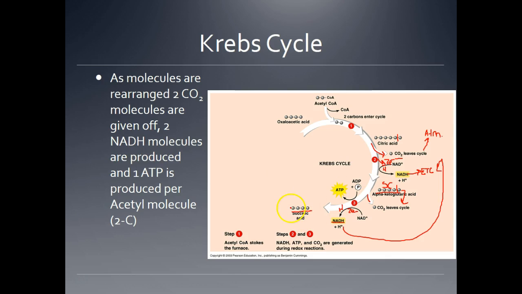Okay, so all we've done so far is we've taken a 4-carbon oxaloacetic acid, we've added 2 carbons, which is an acetyl, to it, creating a 6-carbon citric acid. Then we cut a carbon off, oxidize the molecule to reduce NAD+, NADH goes to the ETC, and we're left with 5 carbons. Then we cut a carbon off, we oxidize this molecule, we reduce NAD+, and we're left with a 4-carbon molecule. Now, you'll notice this step right here.